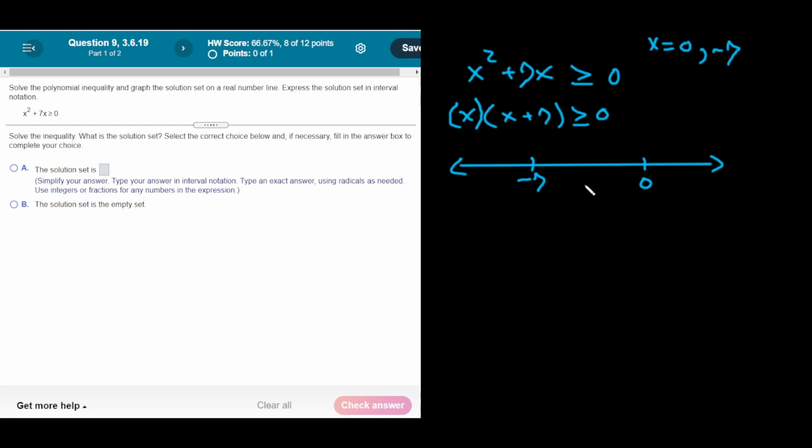Test values. Give me something between -7 and 0. -5. Right? How about a 3 here and a -8? We're going to have some cutoff regions.